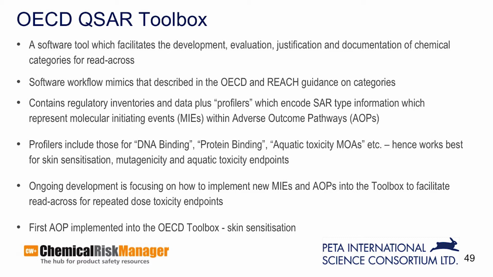There are a number of regulatory entries that are encoded in the toolbox. There are so-called profilers that encode structure alert type of information, which in many cases represent molecular initiating events within adverse outcome pathways. The profilers are designed to address everything from structural similarity aspects through to more mechanistic bases for grouping chemicals. The types of endpoints that have greatest focus within the toolbox are really tackling some of the easier endpoints, for want of a better word, such as gene tox endpoints in terms of DNA binding, or skin sensitization endpoints where we have profilers for protein binding, or aquatic toxicity endpoints, and there are profilers that try to encode the mode of action information associated with that.